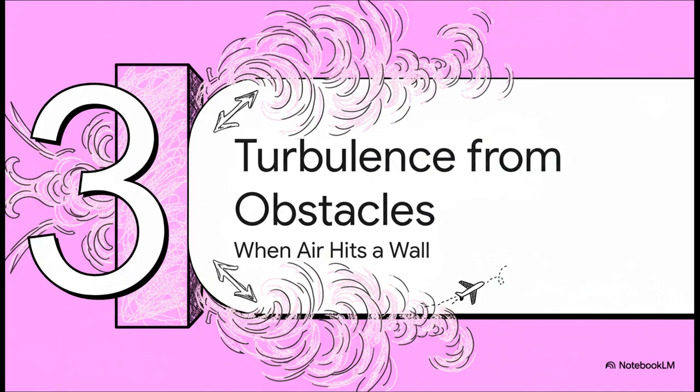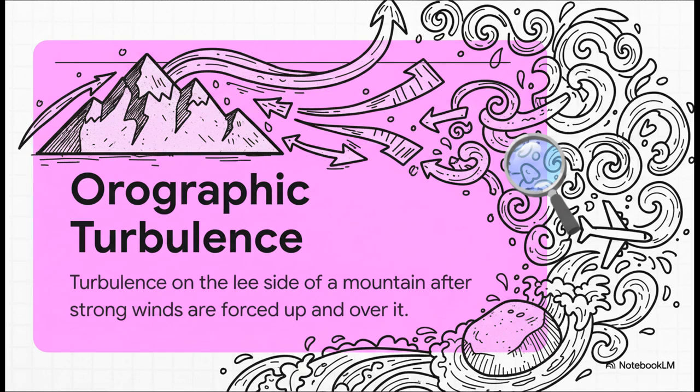Okay, now for our second category. What happens when a nice steady flow of air runs smack into something that won't move, like a huge mountain? Well, let's find out. This is called orographic turbulence. When a strong wind hits a mountain, it has no choice but to go up and over. But what goes up must come down. So on the other side, the lee side, which is the downwind side, the air comes tumbling down, creating this chaotic, swirling mess. It's a lot like water rushing over a big rock in a river.